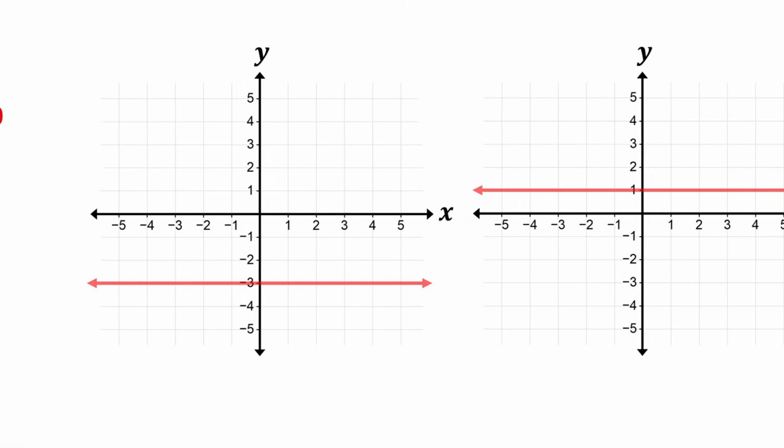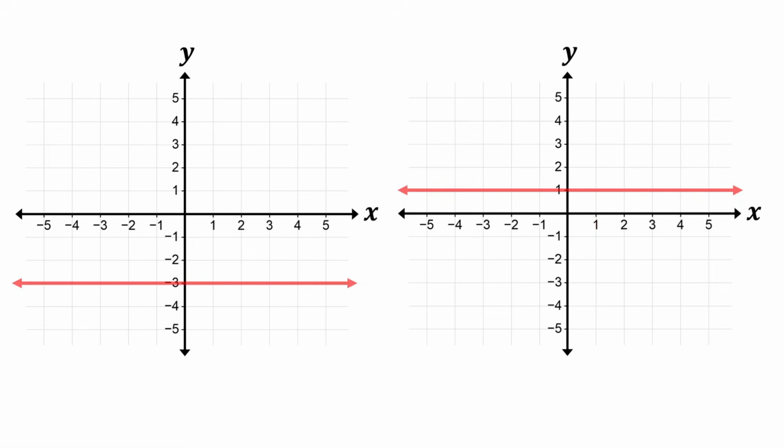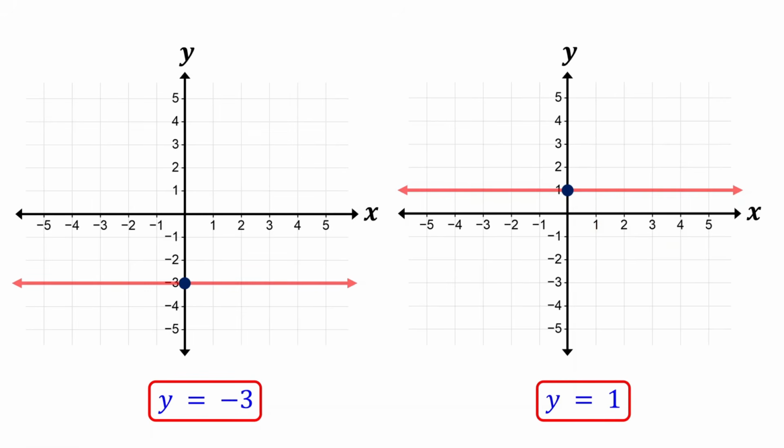Try these. Write the equations of these 2 horizontal lines. For the first line, the y-intercept is -3, right? So the equation is y equals -3. For the second line, the y-intercept is 1, right? So the equation is y equals 1.